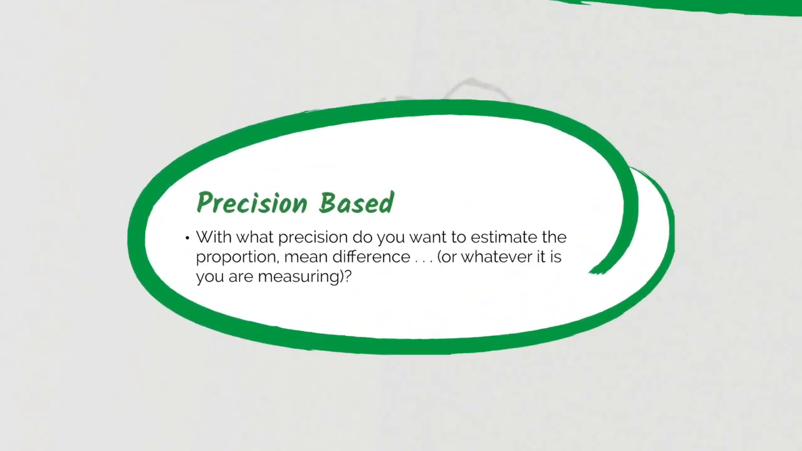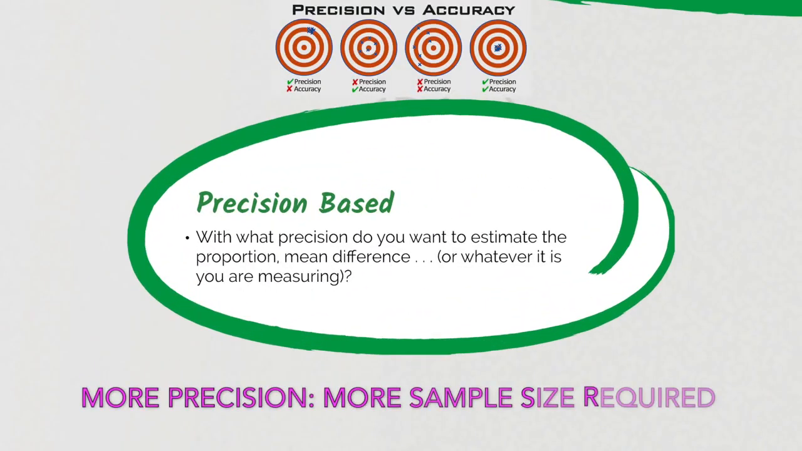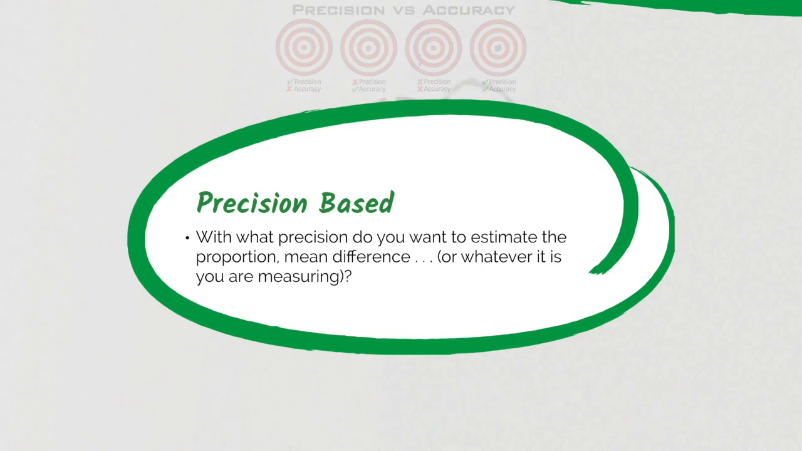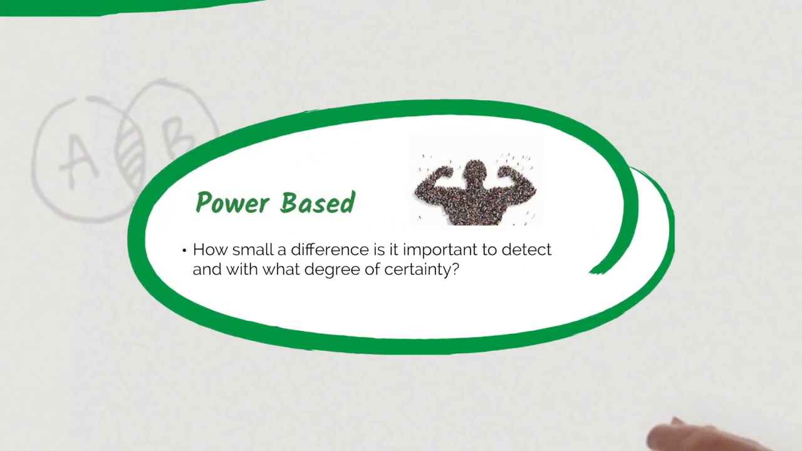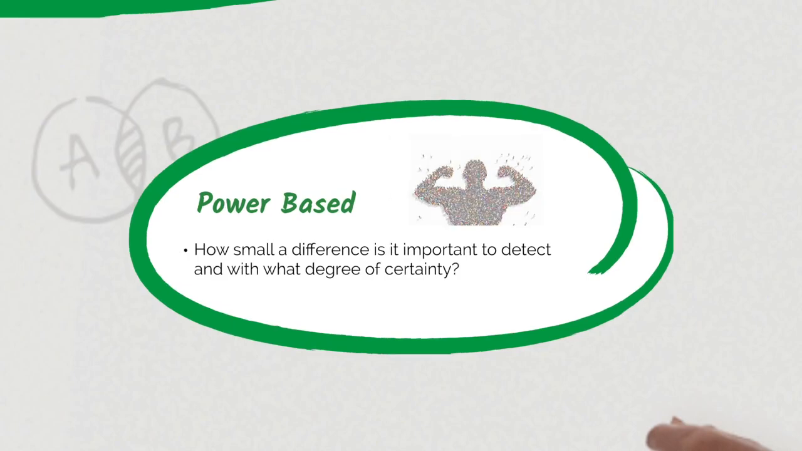First, precision based. In the precision-based approach, sample size calculation depends on with what precision you want to estimate mean, proportion, mean difference, odds ratio, etc. In the precision-based approach, you will specify relative or absolute error before sample size calculation. Next is the power-based approach. In the power-based approach, sample size calculation depends on with what degree of certainty you want to estimate mean, mean difference, proportion, or the odds ratio.